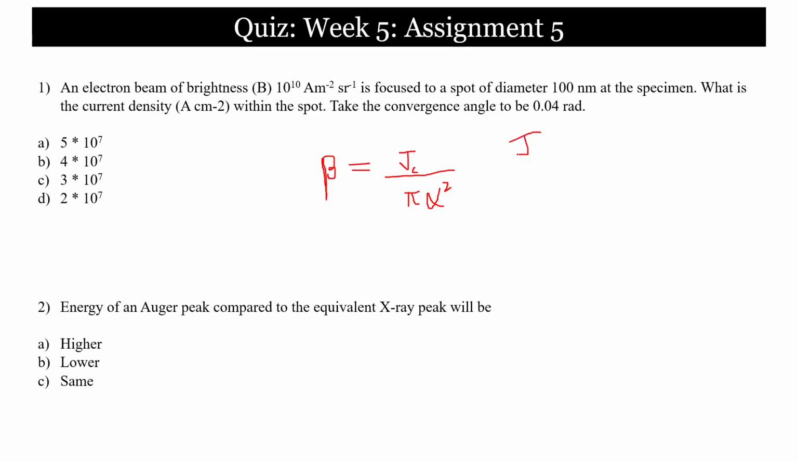We need to calculate where the brightness is given as 10 raised to power 10. The alpha is given as 0.04 radians, and pi you already know, which is 3.14. So anyone can calculate and tell me what will be the answer for the current density of this question 1. Anyone having a calculator can answer this question.